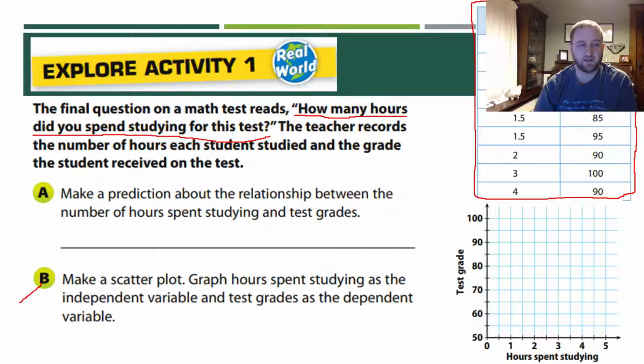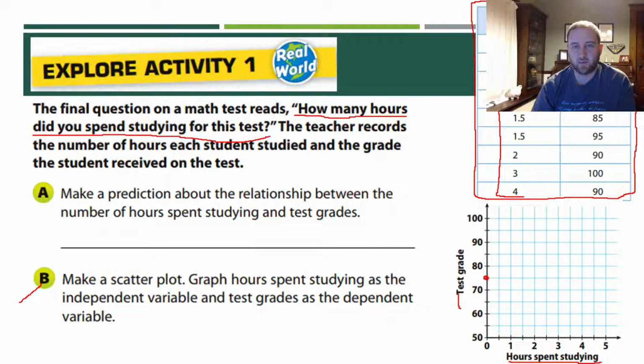B then says, make a scatter plot. Graph hours spent studying as the independent variable. Remember, the independent variable is your x, and test grades as the dependent variable, so test grades is going to be our y. So test grades is y, hours spent studying is x. And we want to just go ahead and plot this data into our graph. So our first point is going to be 0 hours gets a score of 75. So at 0, we're going to put a point right there at 75.